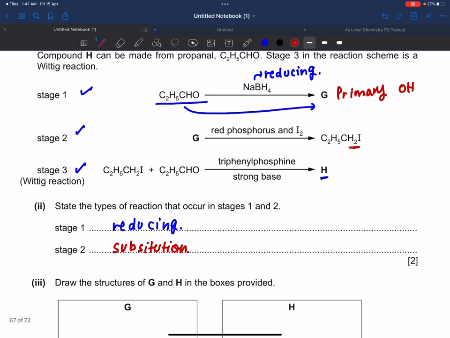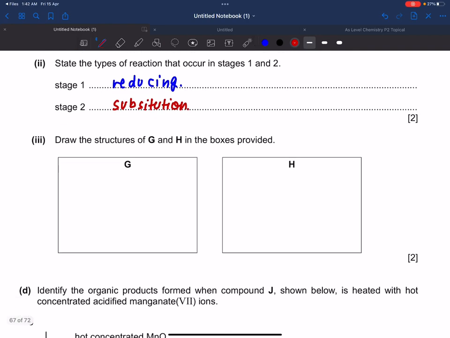Now what will be G? G is a 3-carbon alcohol, with the OH on the rightmost carbon atom. So let's do it: CH3, CH2 and CH2OH. What is the name of it? You don't need to write... propan-1-ol. Oh, you have to draw the structures. Just naming it, okay?